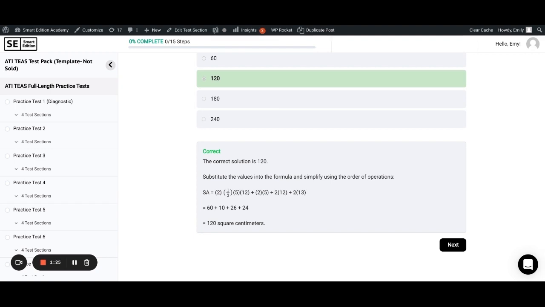Okay, so like I was just saying, you have to plug in or substitute the values into the formula and then simplify using the order of operations. To find out the area of a triangle, remember, you are looking for the product of half the base times the height, and that looks something like A equals 1 over 2 BH. And that gives you 120 square centimeters.